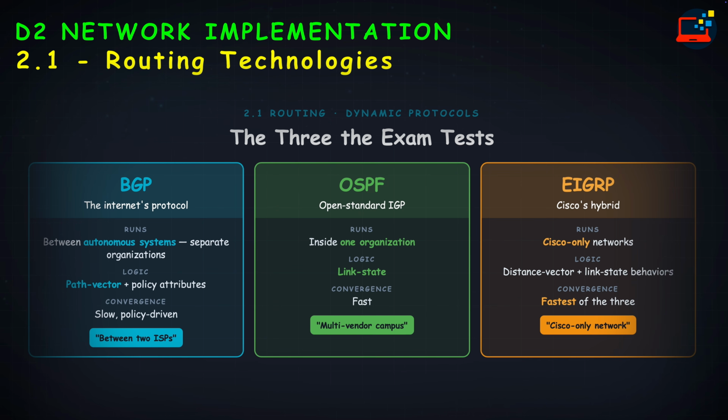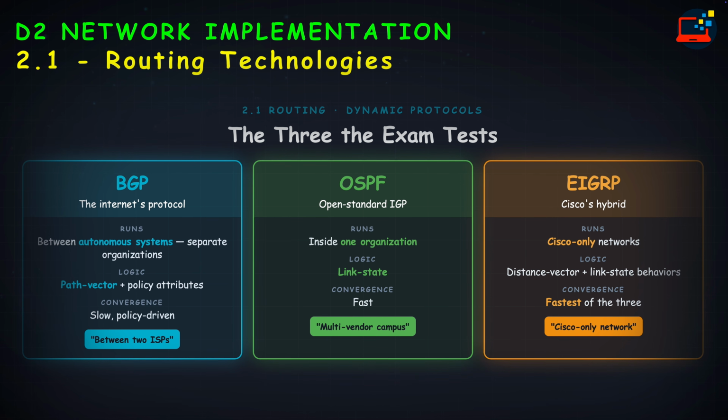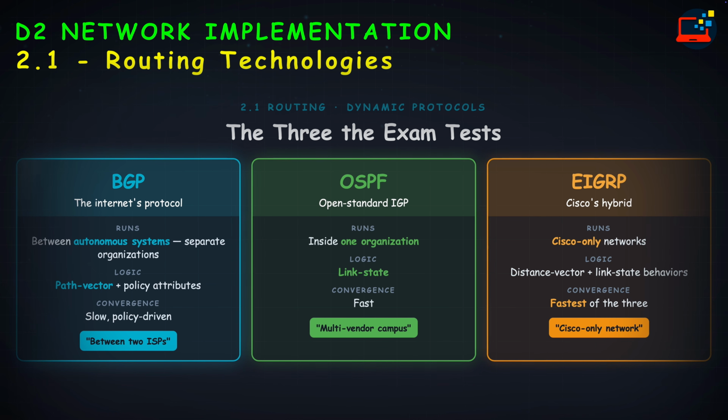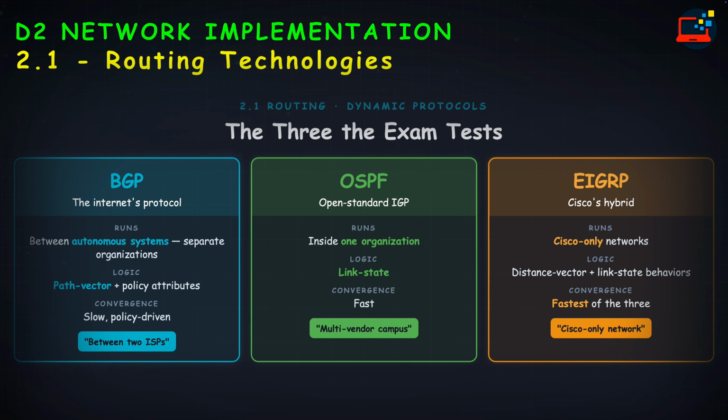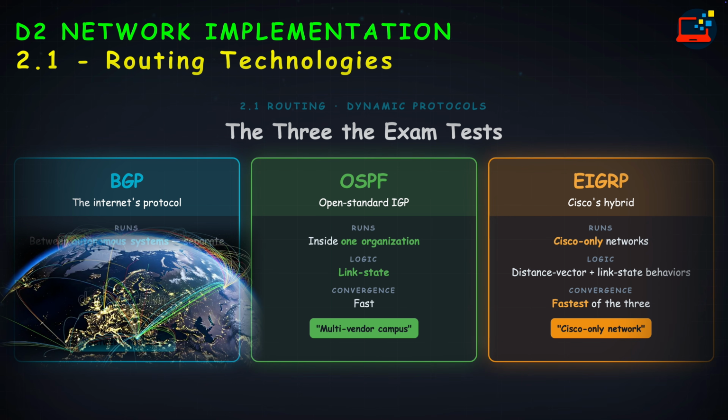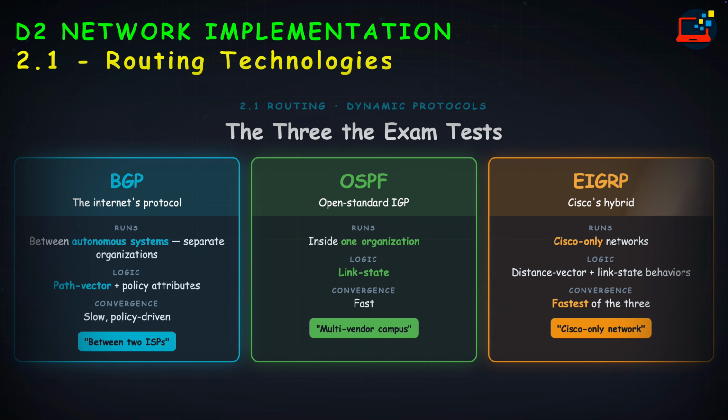The 3 dynamic protocols the exam tests are BGP, OSPF, and EIGRP. BGP is the routing protocol of the Internet. It runs between autonomous systems, between separate organizations, and it uses path vector logic with policy attributes. OSPF is the open standard interior gateway protocol. It runs inside a single organization, uses link state, and converges fast. EIGRP is Cisco's hybrid. It uses distance vector with link state behaviors and is the fastest converging of the 3.